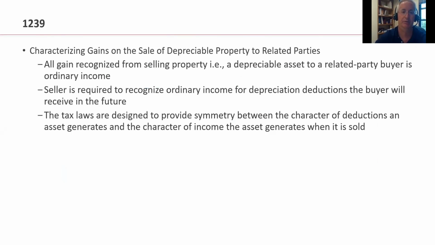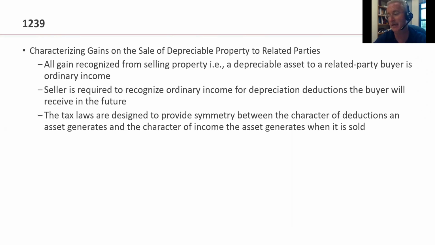Wow, that's brutal. All right, so 1239, we're not going to spend a lot of time on. This is one of these rules that the code has invoked, and all it is is a trap for the unwary, right? So it's here to prevent abuse. So let's see what kind of abuse they're trying to prevent. This says, what is the character of a gain on the sale of depreciable property to a related party? And it says that if you recognize any gain selling property to a related party, you have to recognize that as ordinary income.